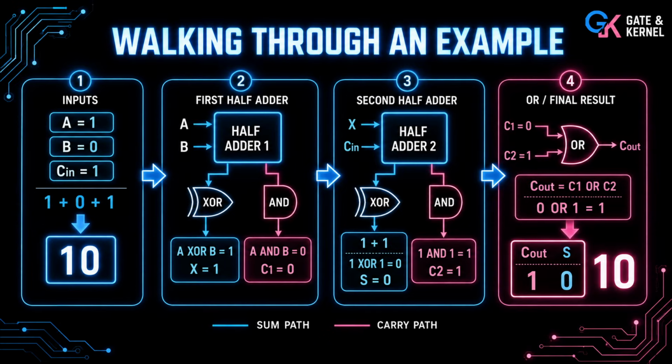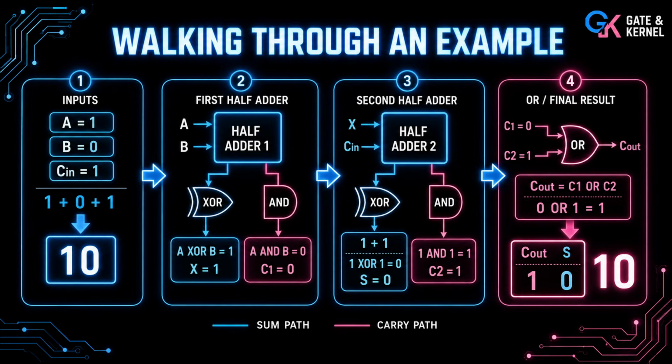Chapter 9. Walking through an example. Suppose A equals 1, B equals 0, and Cin equals 1. We want to calculate 1 plus 0 plus 1. The answer should be binary 10. First, the first half adder calculates A XOR B. 1 XOR 0 equals 1. So X equals 1. Its carry is 1 AND 0, which equals 0. So C1 equals 0.